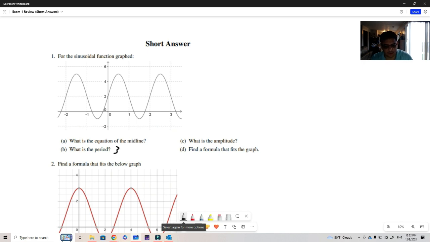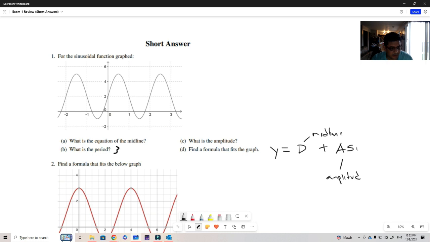So this here is a very general formula. We have y equals d, which is the midline, plus a, which is the amplitude, and then we can say sine or cosine of bt, and this is the frequency or speed, and this is going to be determining the period, which is 2 pi over b.